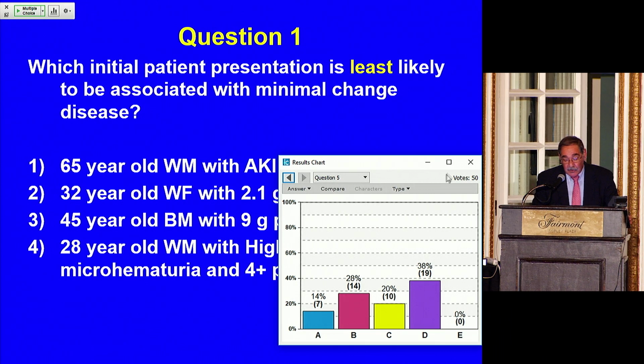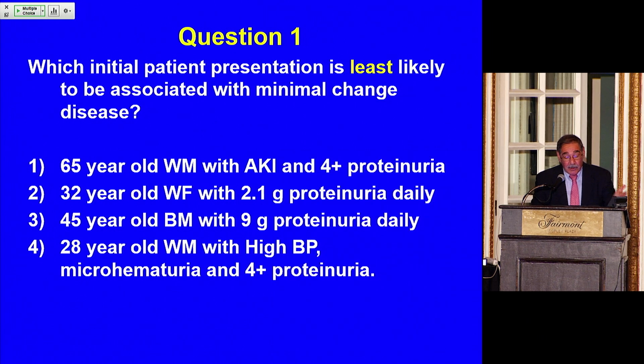So the answer, and you can see you've got a fair splay here, that we haven't talked about minimal change disease. So it turns out that the person who is least likely to have minimal change disease is the person with 2.1 grams of proteinuria. It is very unusual for somebody to present with low levels of proteinuria as an initial presentation of minimal change disease.